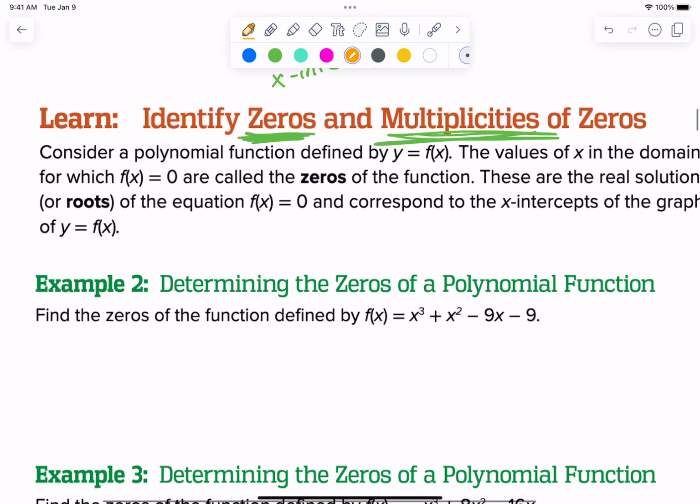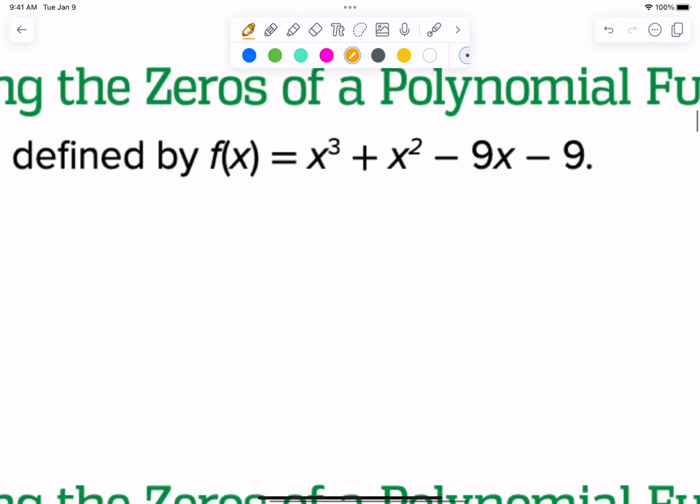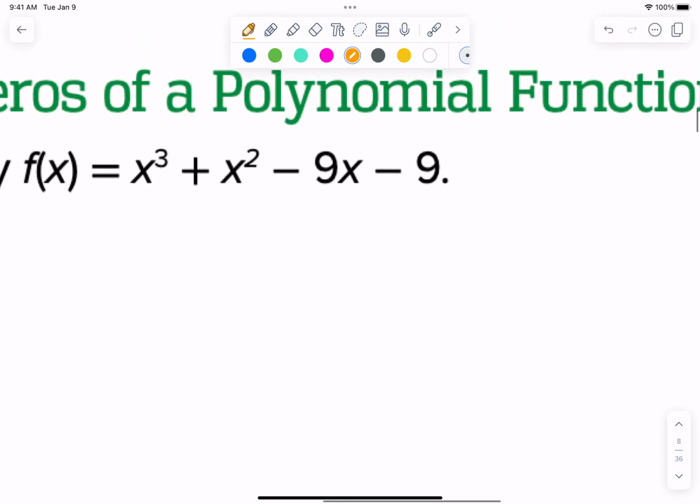Okay, so let's go through this guy. Finding the zeros of the function defined by this. I want to find the zeros. He has 4 pieces. There's only one thing besides the ugly method, which we haven't learned yet. One thing that I can do if he has 4 pieces is to break him down.